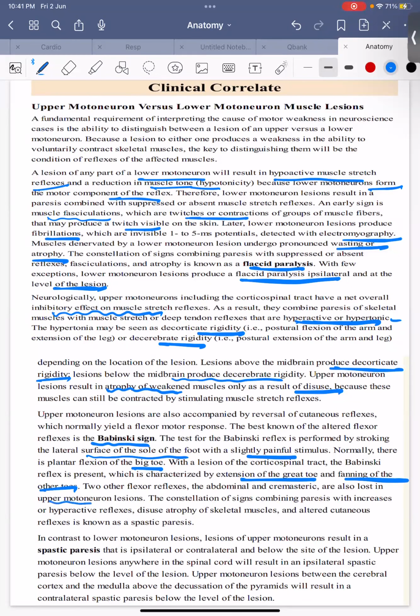In the upper motor neuron lesion, two types of reflexes are lost: the abdominal and the cremasteric reflex. This causes what is known as spastic paralysis, which includes atrophy of the skeletal muscle, increased or hyperactive reflexes, and altered cutaneous reflexes. Upper motor neuron lesions cause spastic paralysis, which is either ipsilateral or contralateral and below the level of the lesion.